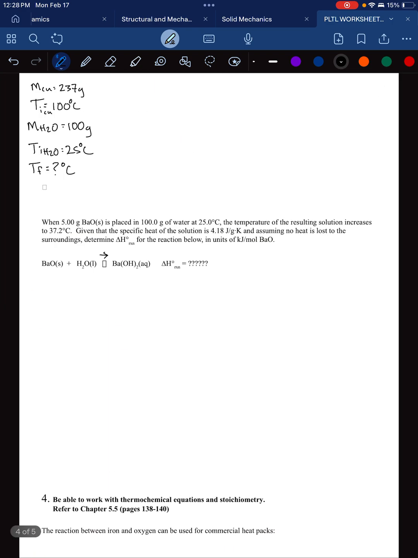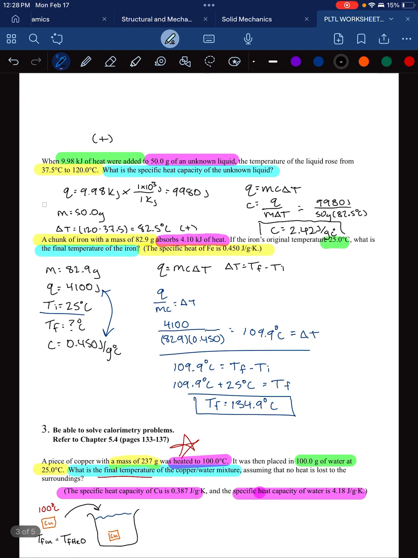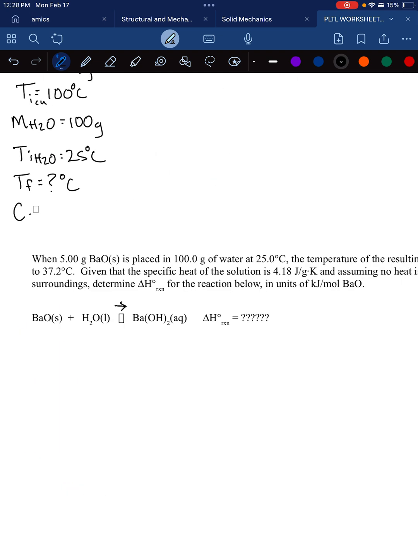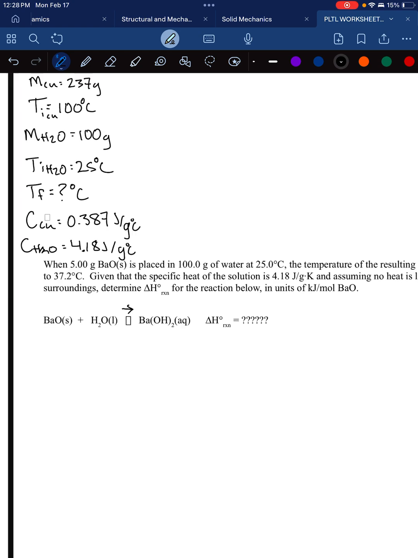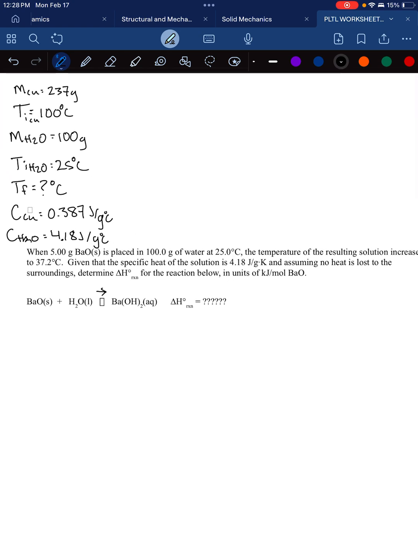And is that everything we need? No, it's not. Specific heat capacity of copper is 0.387. Okay. And for H2O, it is 4.18 joule per gram. I'm actually going to do Celsius. And now that's everything we need.